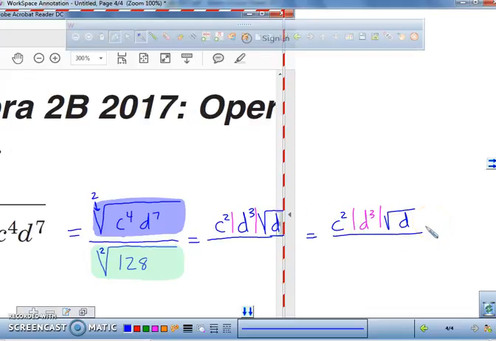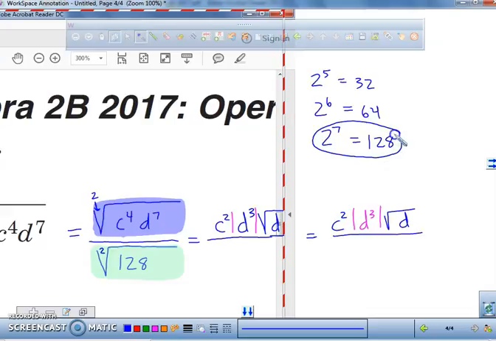Now, we made a list yesterday of powers of 2 going down, and we stopped at 2 to the 5th. 2 to the 5th was equal to what? 32. 2 to the 6th, 64. 2 to the 7th is equal to 128. So what I want you to understand right here is that 2 to the 7th is equal to 128. So right here in the denominator, I would like you to put radical, but 2 is the index, and I want you to go 2 to the 7th.